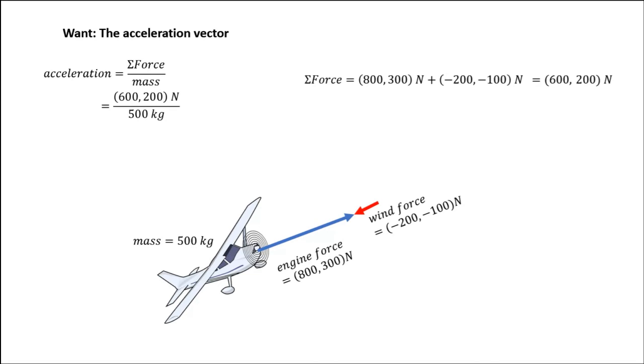Now 600 newtons divided by 500 kilograms is 1.2 meter per second squared, because again, a newton is kilogram times meters per second squared. So dividing by kilogram just leaves the meter per second squared. Similarly, 200 divided by 500 kilograms is 0.4 meter per second squared. So our acceleration vector is 1.2, 0.4 meter per second squared.